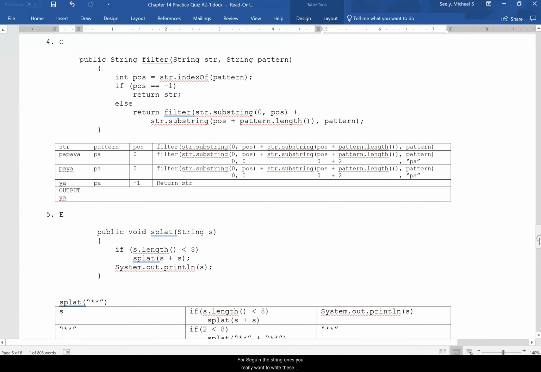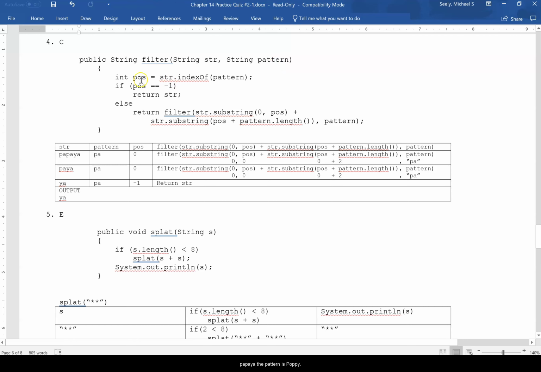4. Okay, again, these string ones, you really want to write these out because these are not easy to go through. So what do we have? We have the word, we got filter, and we got the word papaya, and the pattern is PA, P-A. So then we got POS is equal to, we're finding the pattern, which is PA, at the index position of string if it exists. So PA exists at position 0 of papaya. So if it's -1, meaning it doesn't exist, then return the string.